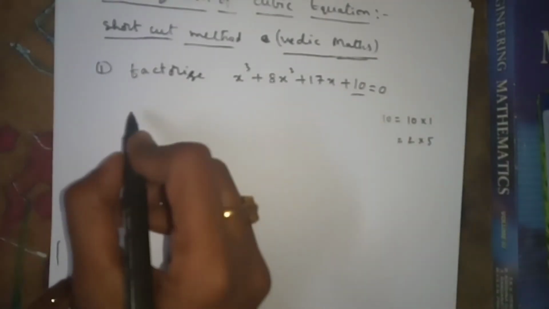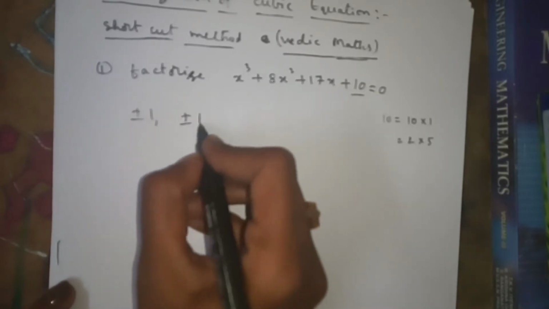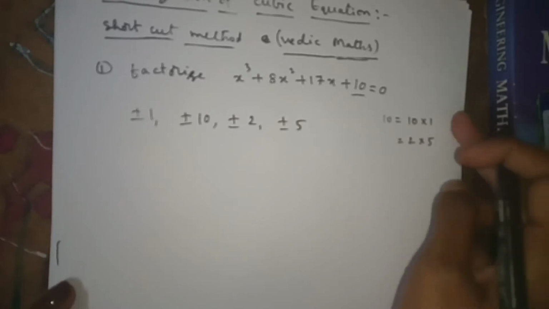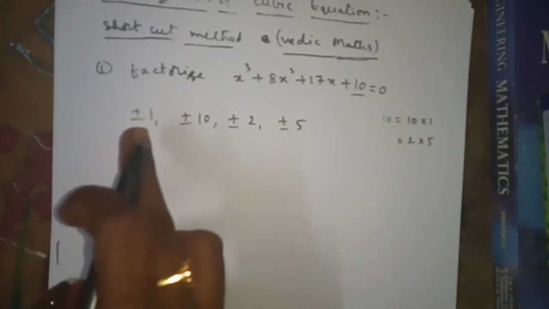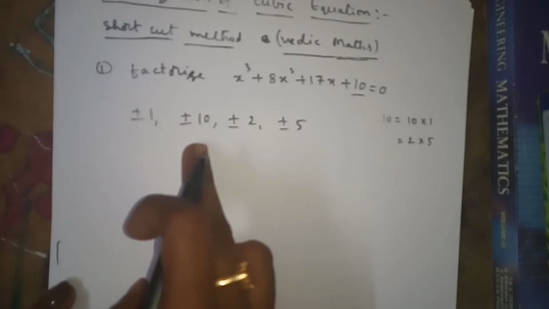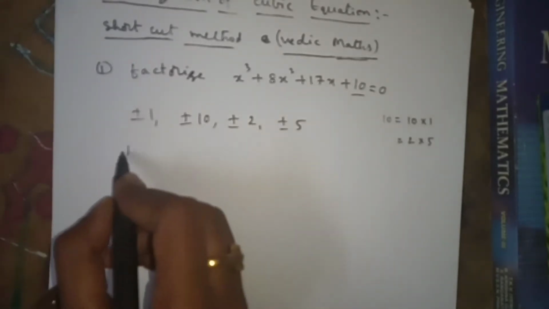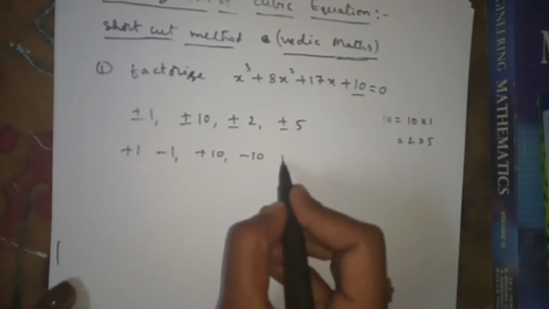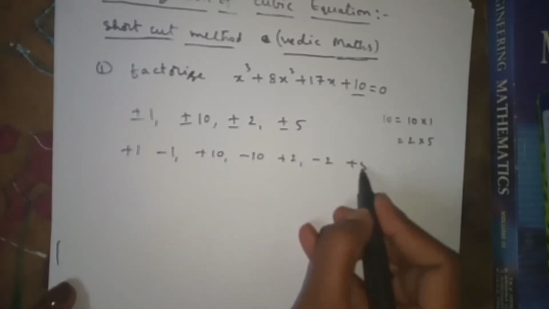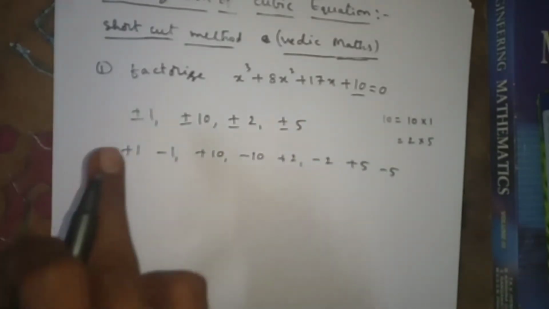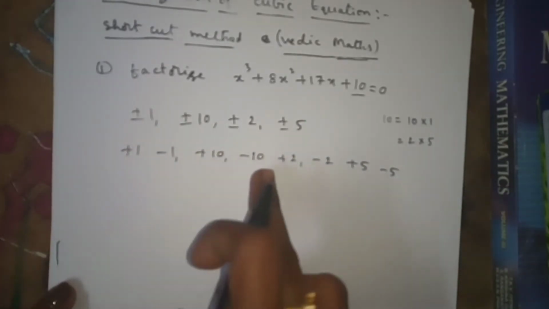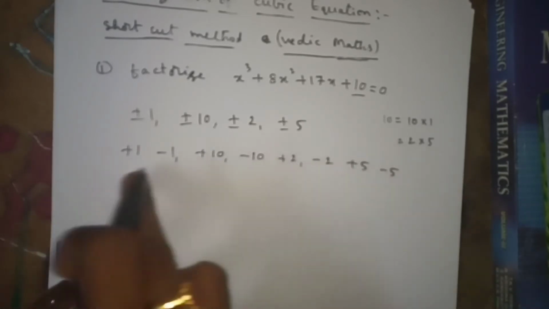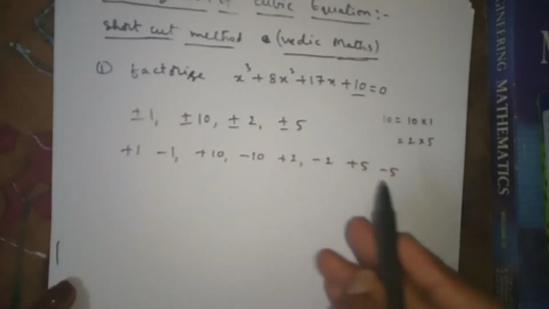4 factors are there. Now plus or minus 1, plus or minus 10, plus or minus 2, plus or minus 5. That means plus 1, minus 1, plus 10, minus 10, plus 2, minus 2, plus 5, minus 5. Now after writing all these factors like this, what we have to do?